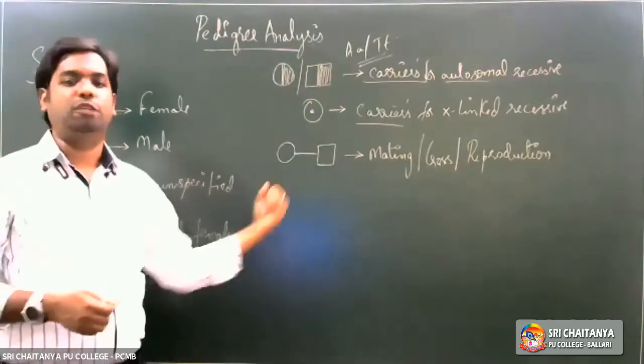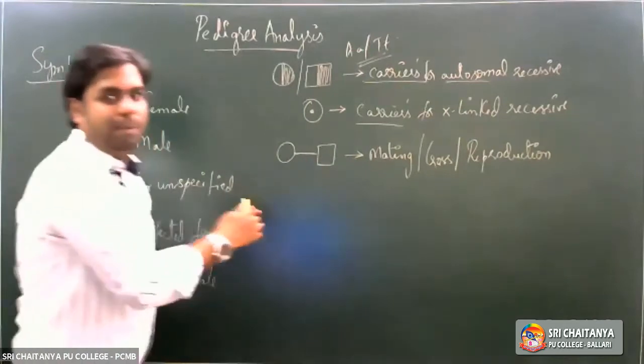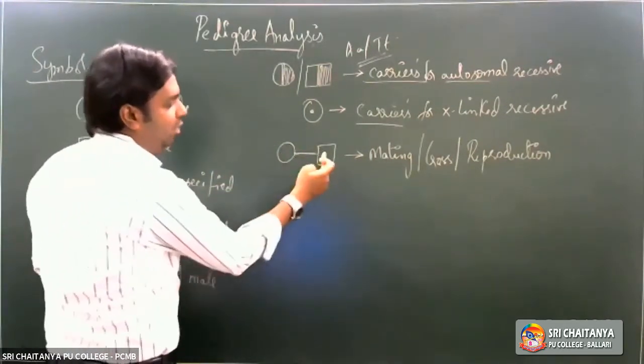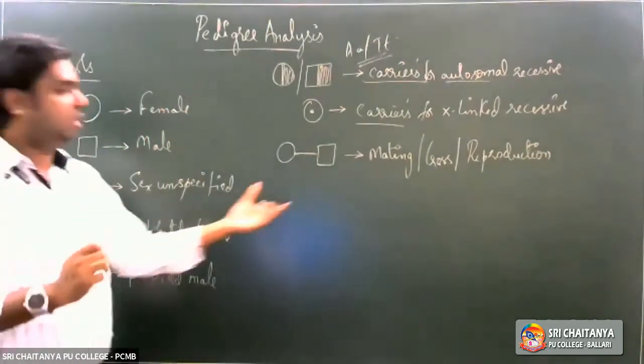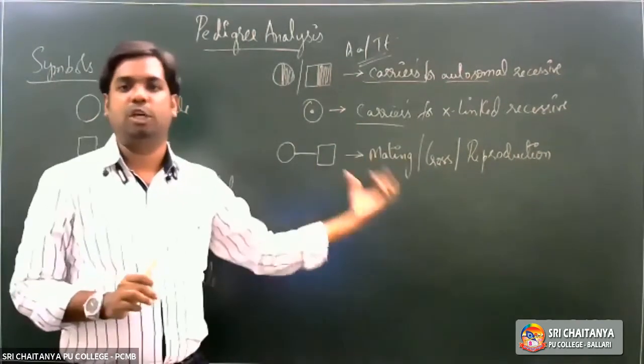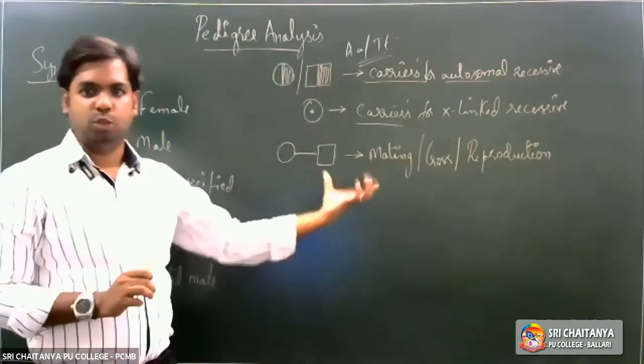Marriage between two individuals, a female and a male, would be represented by a horizontal line joining a female individual and a male individual. Whenever you see this symbol, it indicates that the male and female are married.